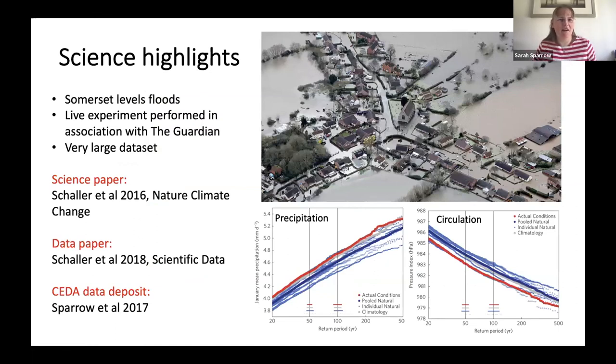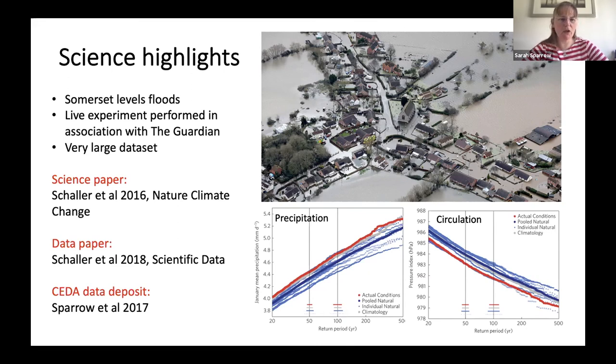And then the other one, which if you've heard me speak before you'll know is one of our go-to experiments to talk about, even though it's a few years old now, is a live experiment that we did with the Guardian newspaper on the Somerset Levels floods in 2013 and 14. We produced an extremely large, even by our standards, data set to do this analysis. And the really good exemplar here is that we worked out how human activity has increased the likelihood of seeing these events and published those in a scientific paper.